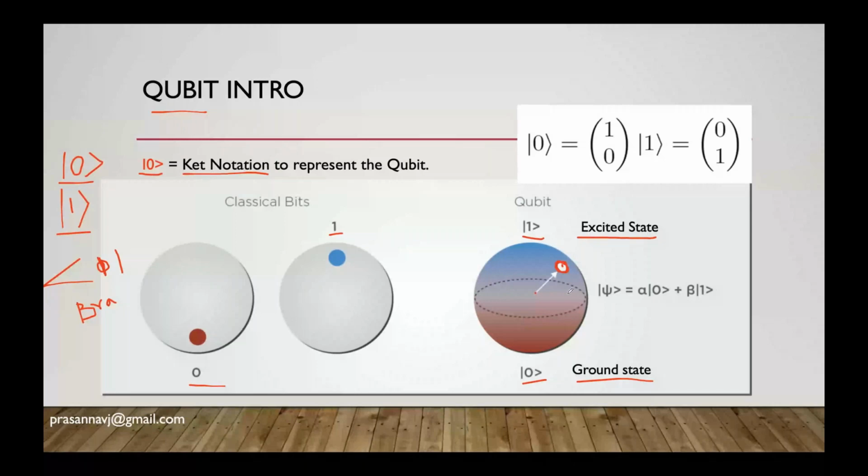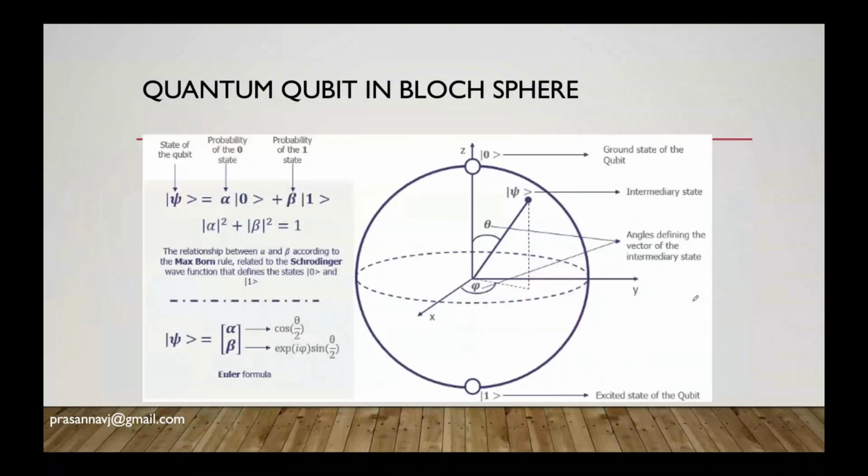The quantum calculation for achieving that uses this formula. Let's see a little more about it. This is called a Bloch sphere. The Bloch sphere is where you have the ground state and excited state of your qubit, and the intermediate state represents the actual value of the qubit that you are planning to measure.